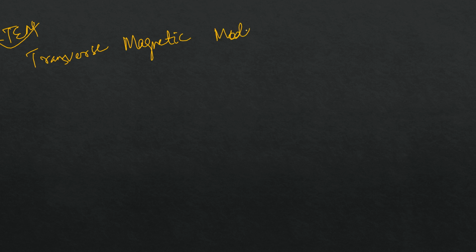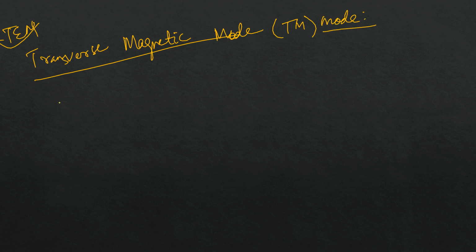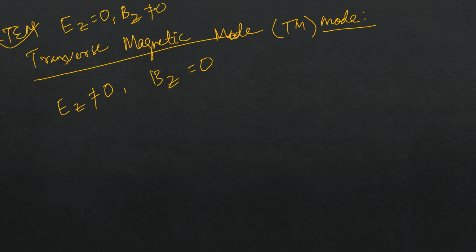Transverse magnetic mode. TM mode. So here Ez will not be equal to 0, but Bz will be 0. In TEM what was happening? Ez was 0, but Bz was never 0. But here Ez is not equal to 0, Bz is 0. So here Ez will be written as follows.